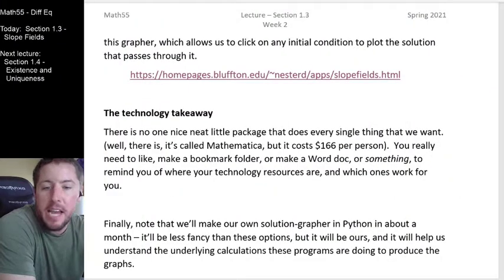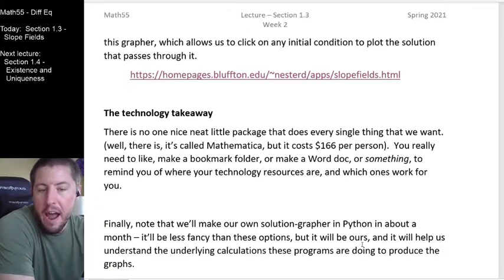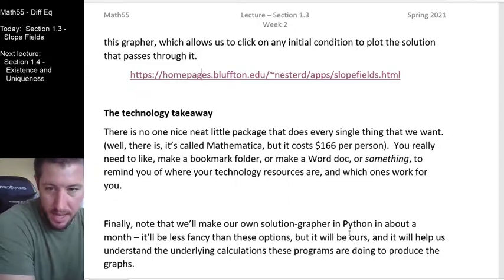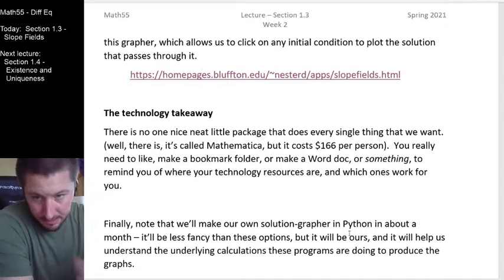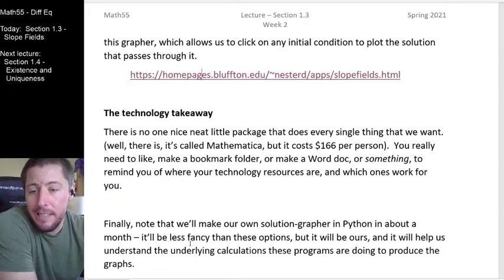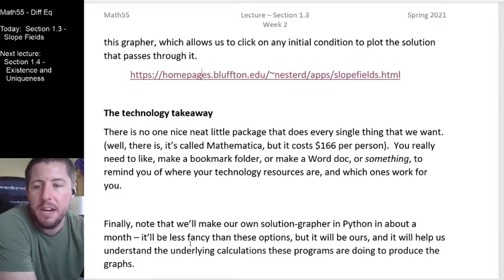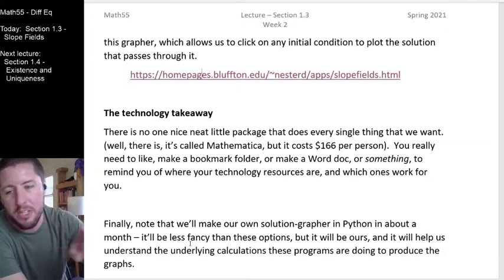So our technology takeaway: Mathematica would actually be the one best package for all this, but it's really expensive, so don't buy that. We have some free resources for this. Another thing to note is that we are going to make our own solution grapher in Python. We're going to make something that not only numerically estimates solutions, but also creates the plots of those particular solutions. And we're going to see the techniques and algorithms that do the numerical estimates. Ours are going to be slightly less fancy than the ones used in some of these solvers because some of these techniques get kind of advanced for predicting the trajectories of these curves.